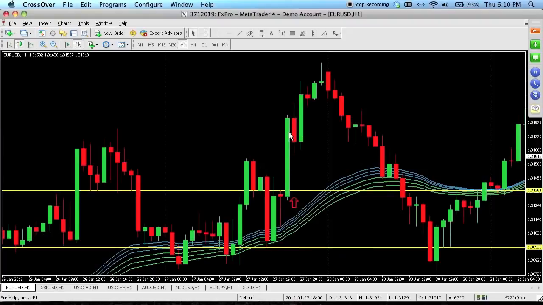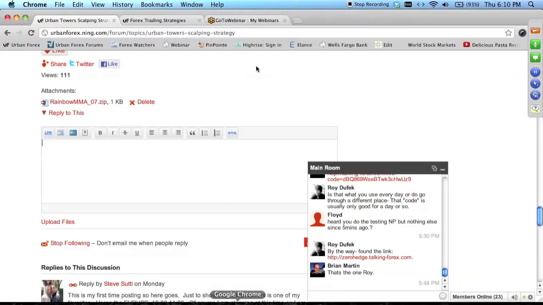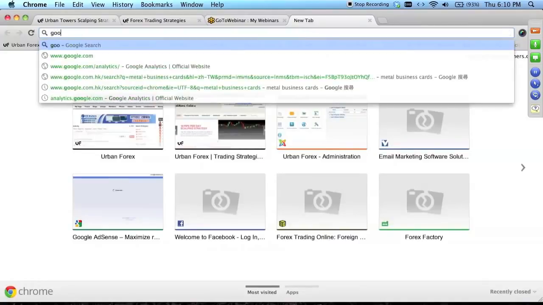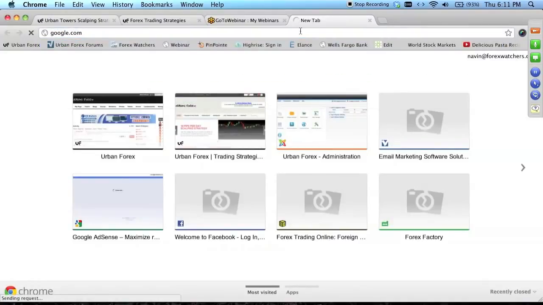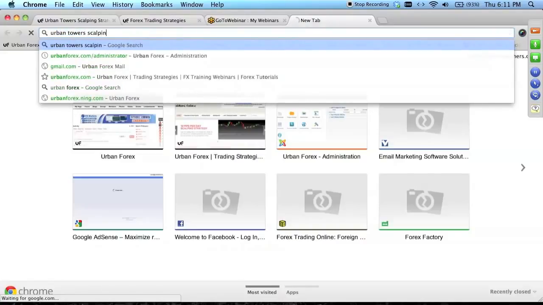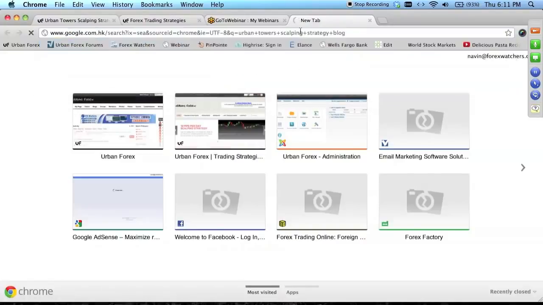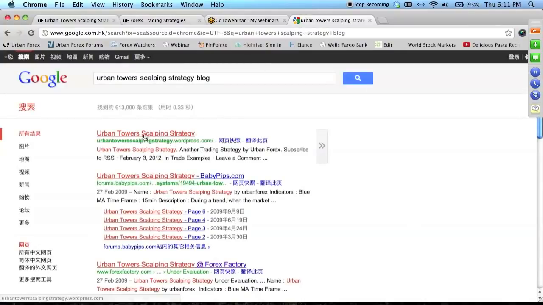So my interns usually trade this on a 1:1 ratio. I think if we Google it really quick, it's Urban Tower Scalping Strategy dot wordpress dot com. Urban Towers Scalping Strategy. Yes, if you just Google it, it should be the first result. You can see he's been documenting every trade that he takes for the longest time.